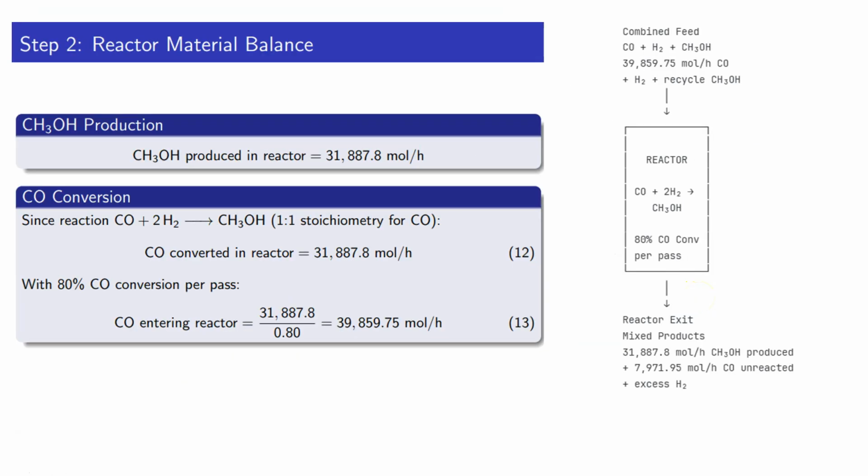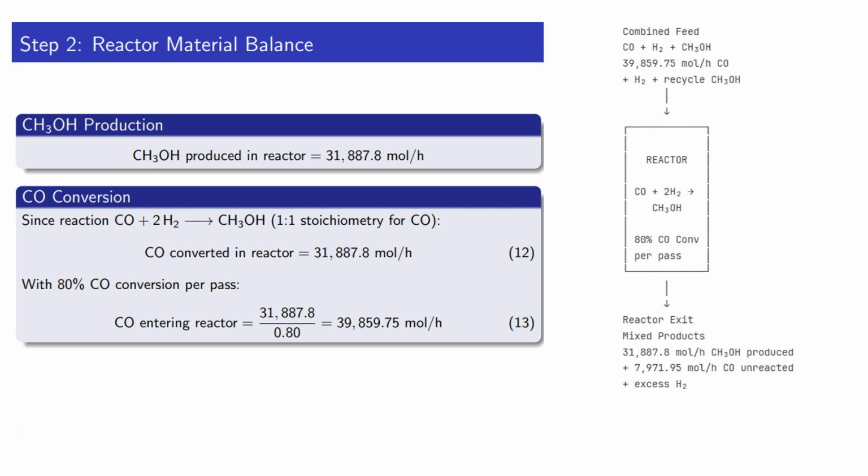Now here, reactor material balance. Now we move to the material balance around the reactor. So that is methanol production first, that is CH3OH produced in the reactor, that is 31,887.8 mole per hour, that we know from the previous slide.